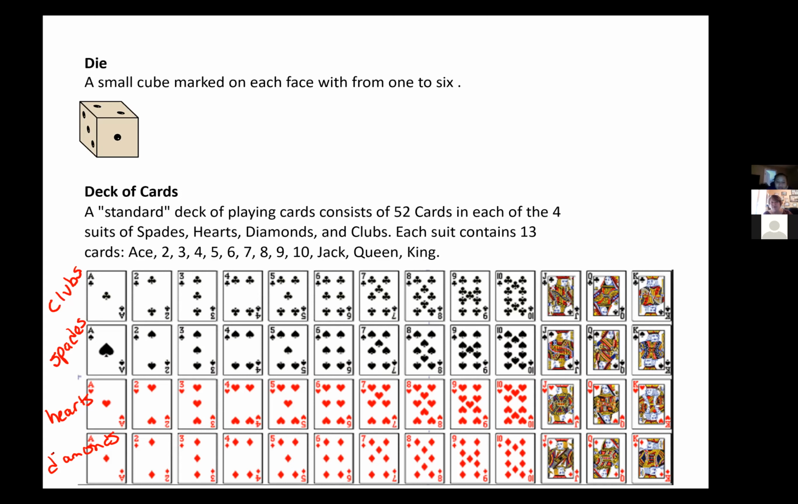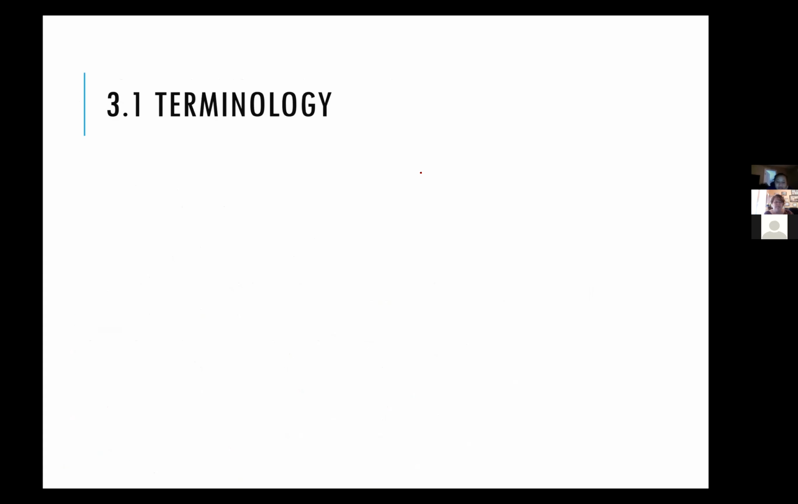A standard deck of playing cards also includes 2 jokers, but we are not going to utilize the jokers in our games of chance. We're just going to use the 52 standard playing cards. All right, let's introduce some terminology.